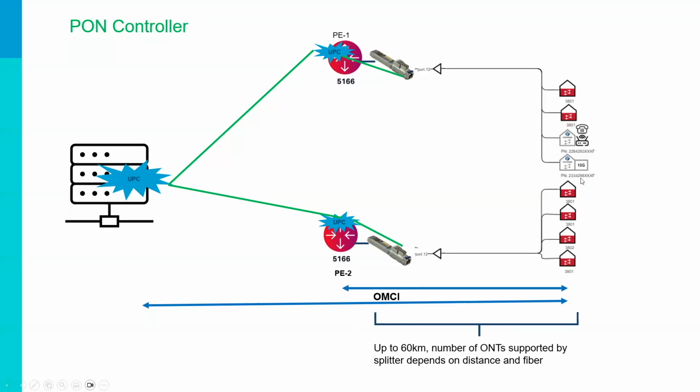The OLT is connected to the ONUs through a splitter. So the further away the ONUs are, the fewer ONUs can go through the splitter. If you're about 60 kilometers away, then really you can only support 2 nodes through a splitter. If you're within like 10 kilometers, you can support 128 ONUs through the splitter. So that's just something to keep in mind.